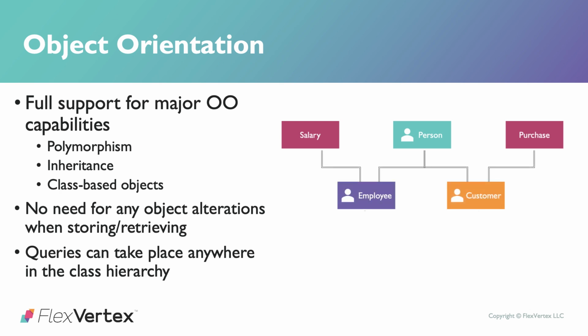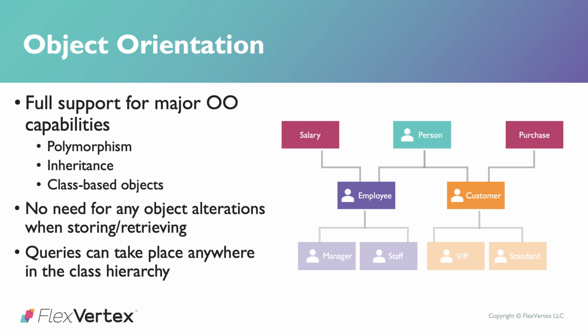We've now derived 2 classes from those base classes. This means that we can run queries against the person class if we want to see employees and customers. Otherwise, we can write queries directly against those derived classes. And FlexVertex lets you derive as many class levels as you need. Which is what we've done here. You can issue queries against the manager, staff, VIP or standard classes, or anything above them in the class hierarchy.